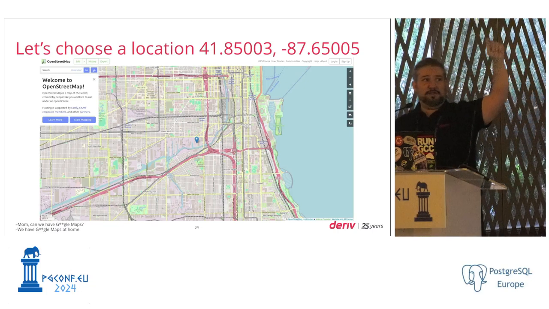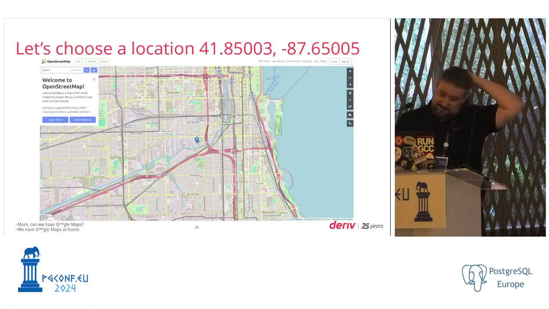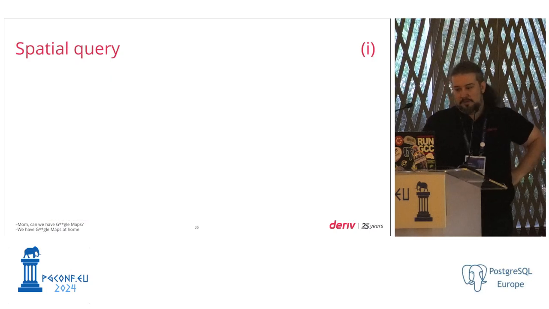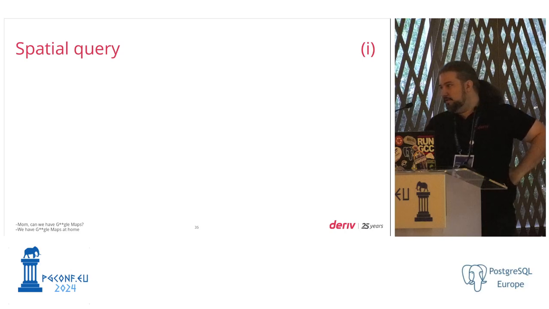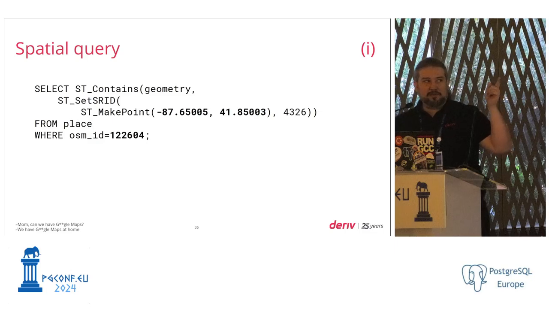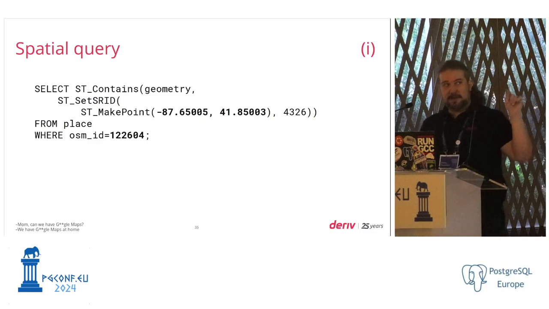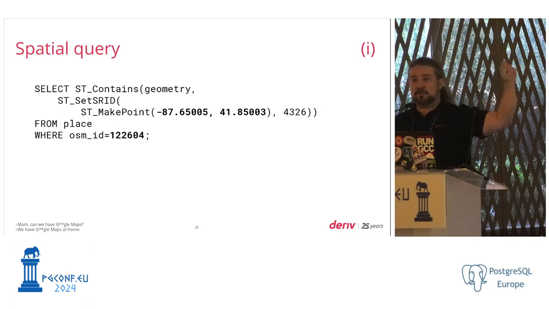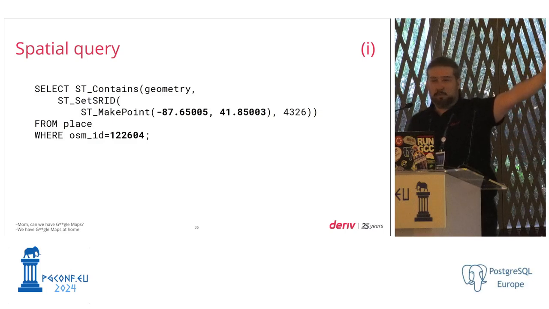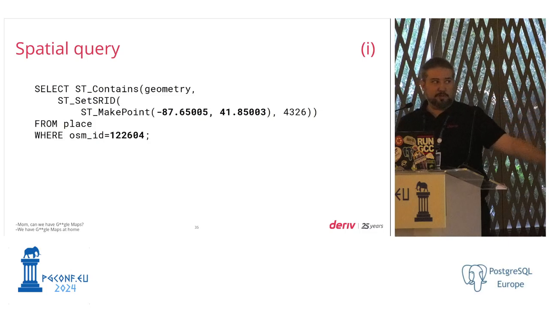So 41.85 minus 87.65. And I know that this location is inside Chicago, but does my software know that? I will need to perform a spatial query to verify that this point is indeed part of the Chicago map. So I write a query in PostGIS with the function ST_Contains that returns yes or no if this point that I provide is contained inside a place.